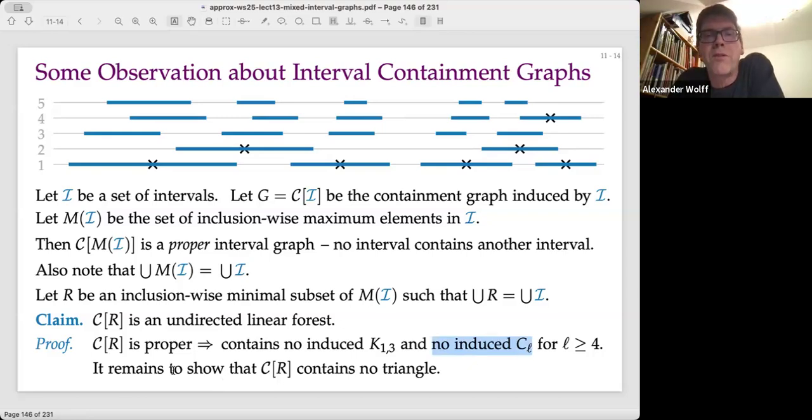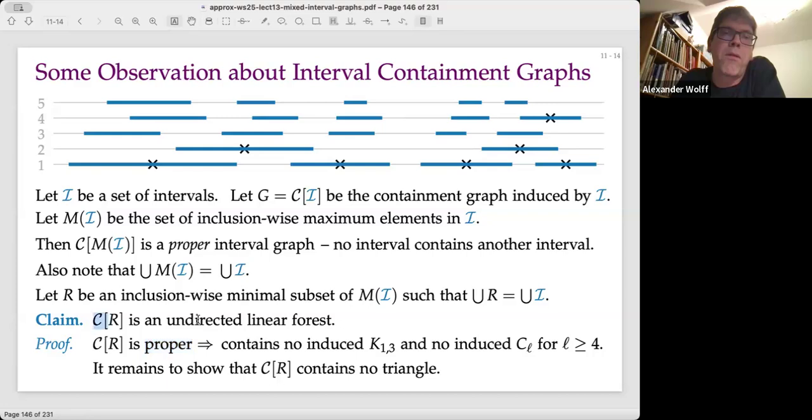And so the only thing that you have to convince yourself of, that is not excluded already by the fact that it's a proper interval graph, is that it cannot contain a triangle. If you look at three intervals that are all maximal, it's clear that if they would form a triangle like these three here, then one of them can be removed. So it would not be in our set R. That's inclusion-wise minimal.